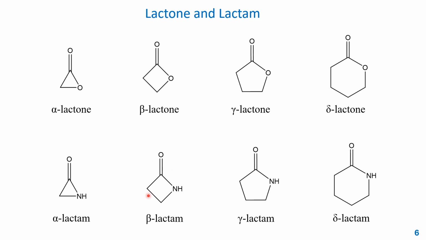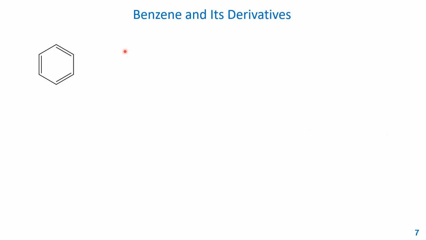And look at this beta lactam. This is actually the core structure of penicillin. Okay, the first antibiotics. Okay, so we will talk next about the aromatic ring. This is the parent of the aromatic ring. It's called benzene. Okay, and it's a very stable structure because of the delocalization of the 6 pi electrons here.